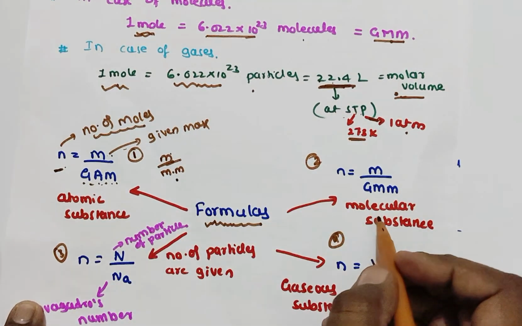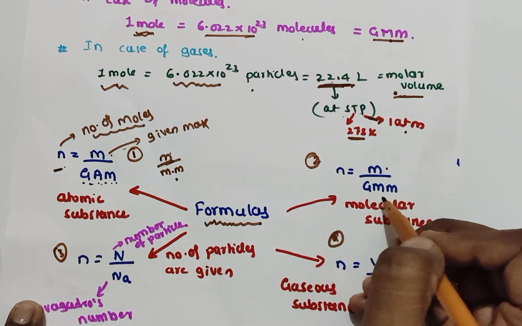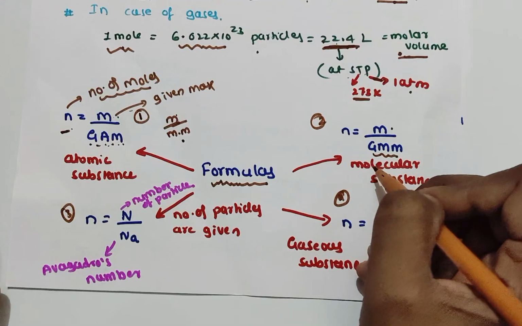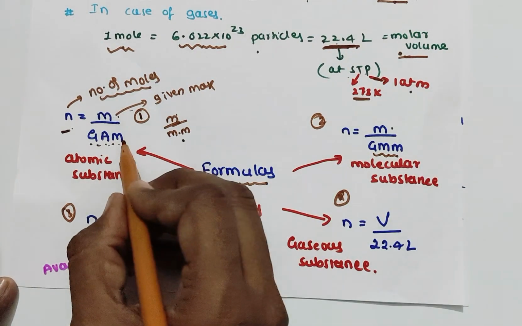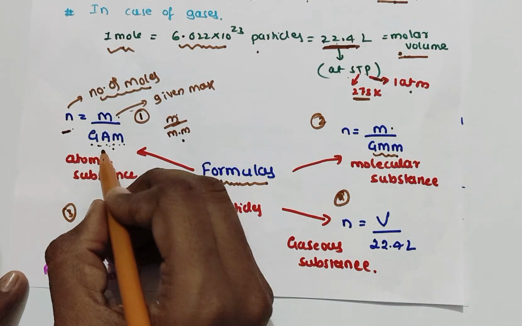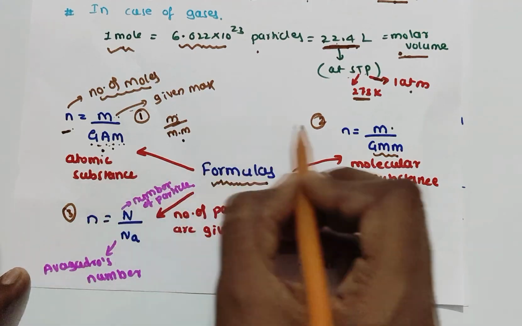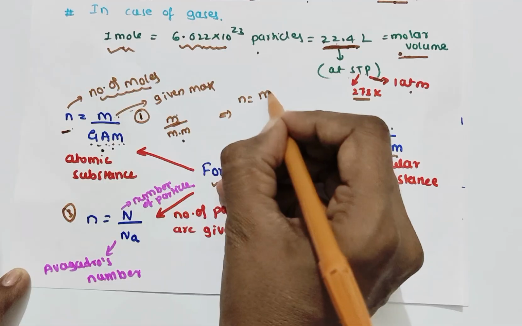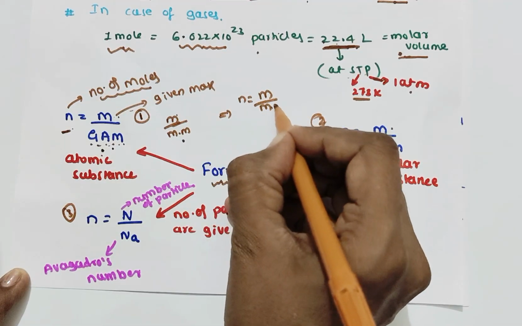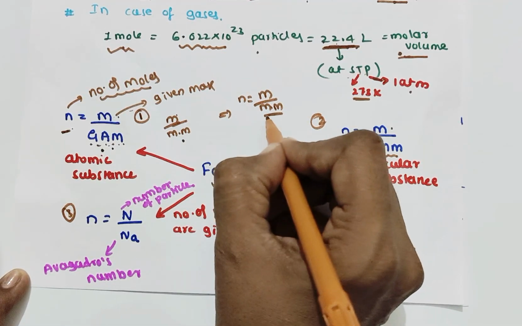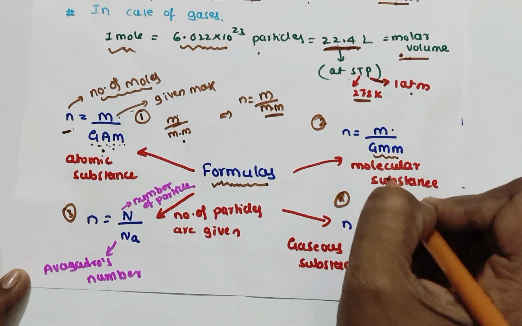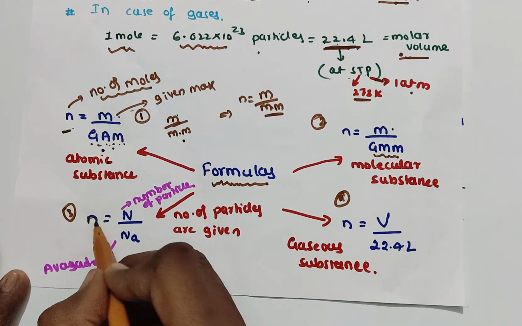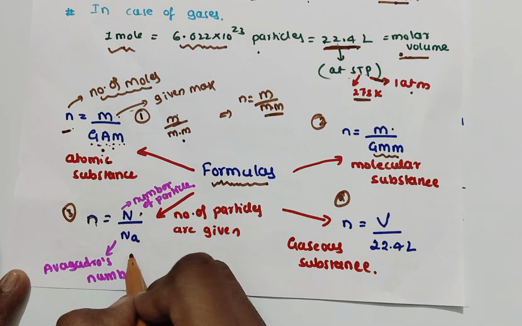The second formula is again mass given divided by gram molecular mass. If the molecule is given, then we take gram molecular mass. If an atom is given, we take atomic mass. This is the difference, but both the formulas are the same. The formula is N equal to mass given divided by molecular mass, where molecular mass means atomic mass in case of an atom and molecular mass in case of a molecule. Is this clear?